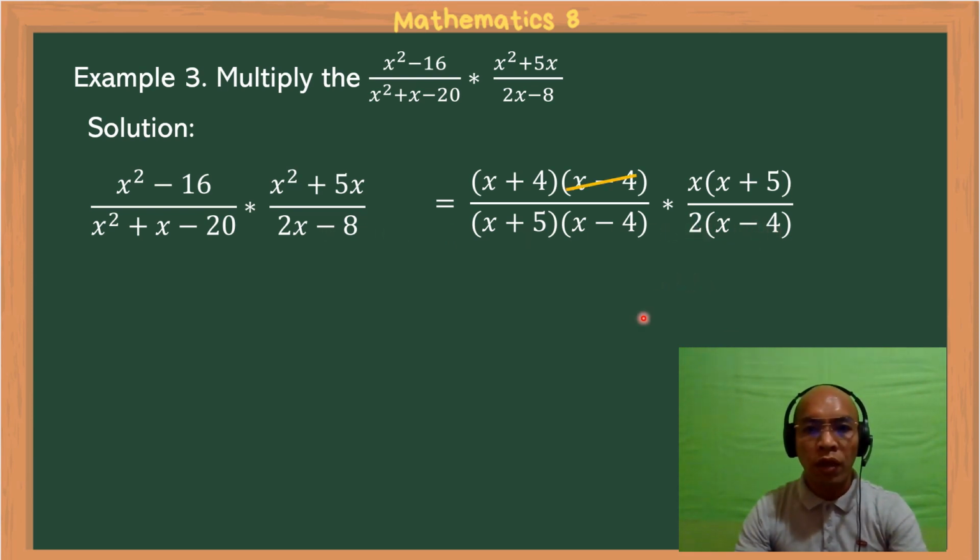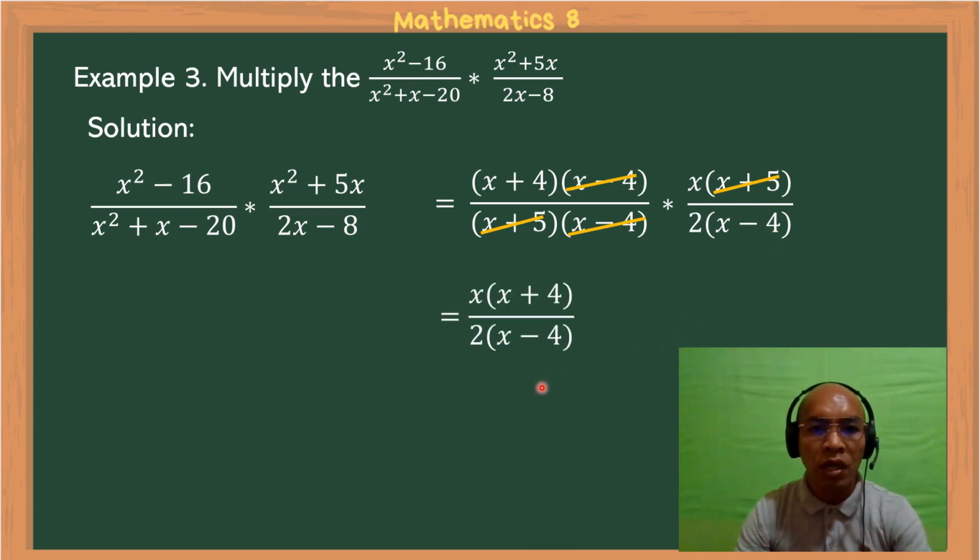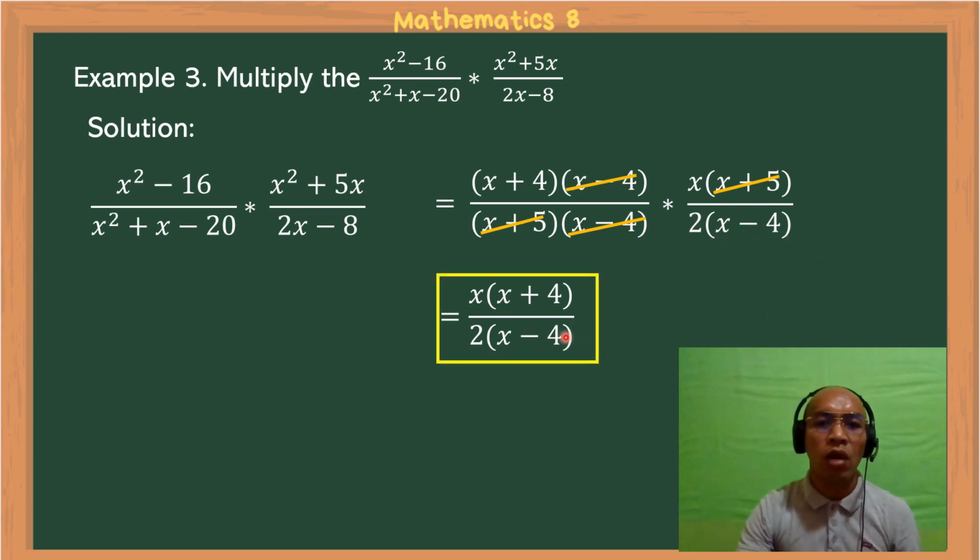What are those common factors? We have x minus 4 and x minus 4 here. We also have x plus 5 and x plus 5. So what is left in the numerator is x plus 4 times x, or it can be written x times x plus 4, all over 2 times x minus 4. So this is now the lowest term of the product of the given algebraic expressions.